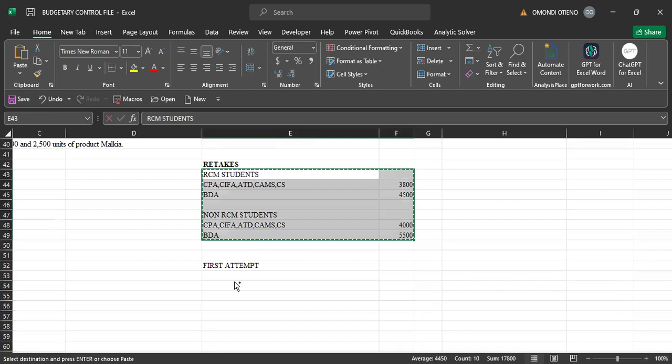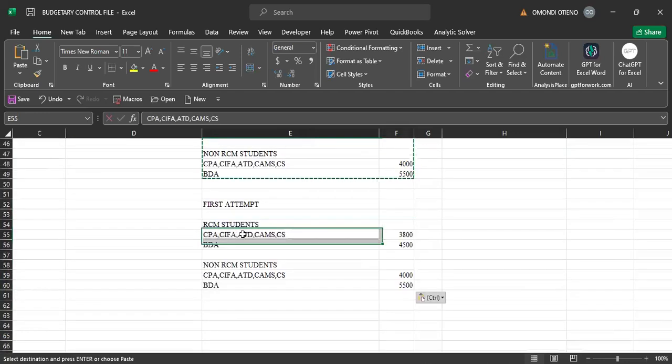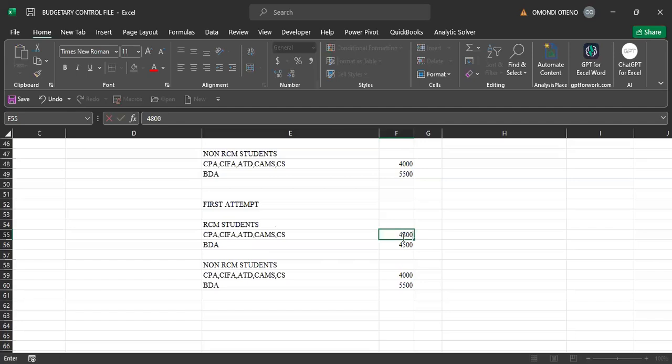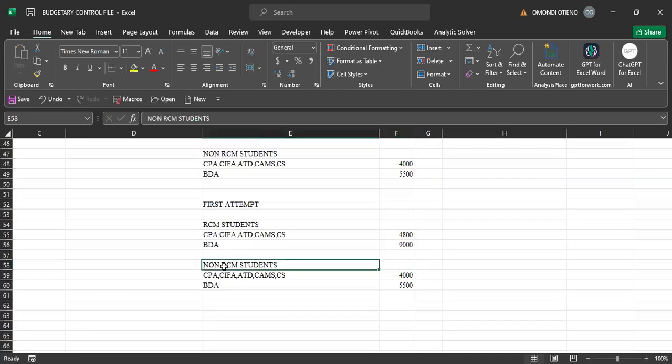So here, there's no consideration of being RCM or non-RCM student. If you're taking them for the first time, you'll be charged 4,800. Then for the BDS students, you'll have to pay 9,000 for the entire semester, right? So this is for both RCM students and non-RCM students, right?